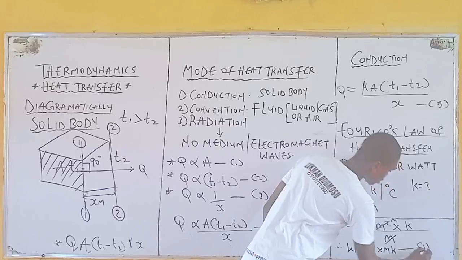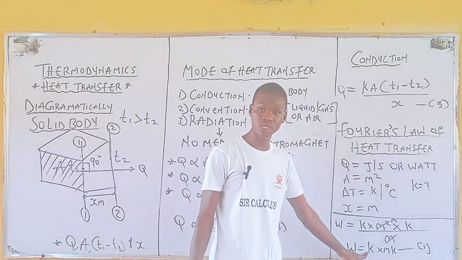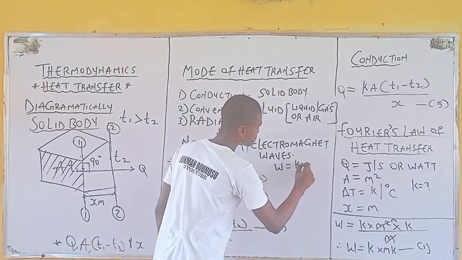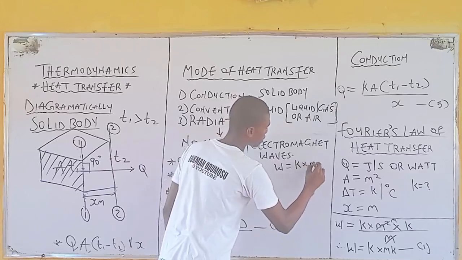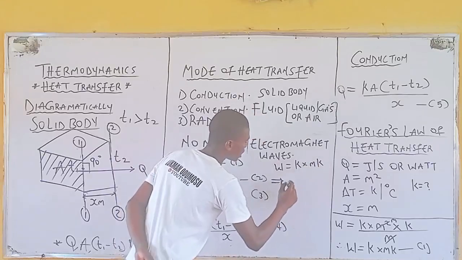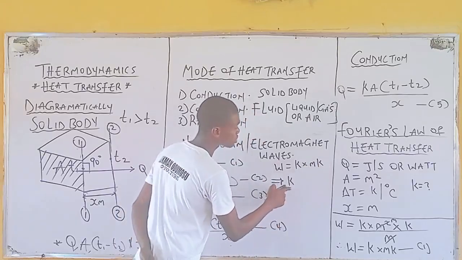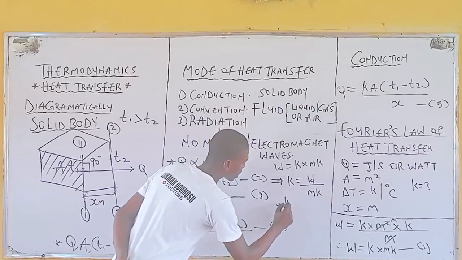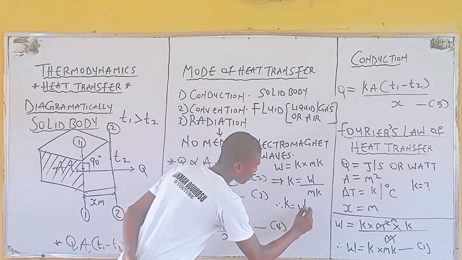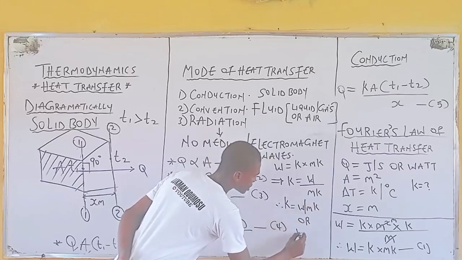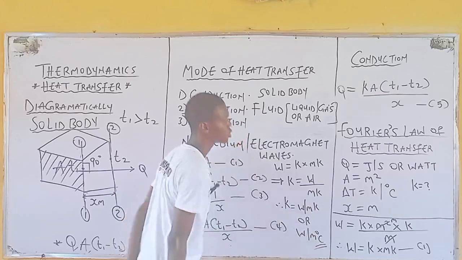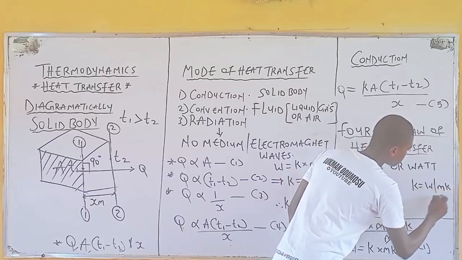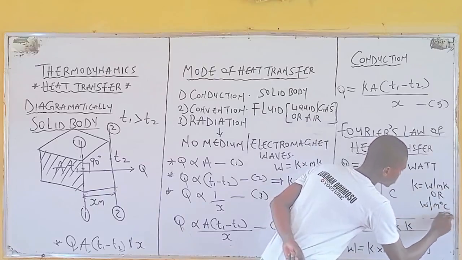Call this equation 1. From equation 1, make thermal conductivity the subject of the formula. From W equals K multiplying meter Kelvin, it implies that thermal conductivity K equals watt divided by meter Kelvin. Therefore, thermal conductivity is in watt per meter Kelvin, or watt per meter degree Celsius.